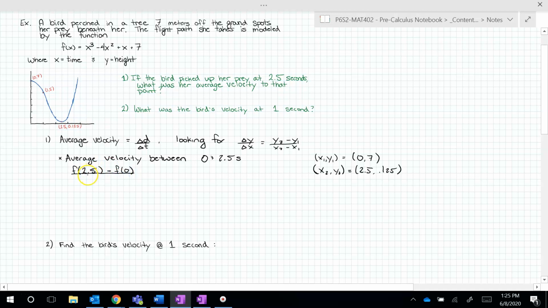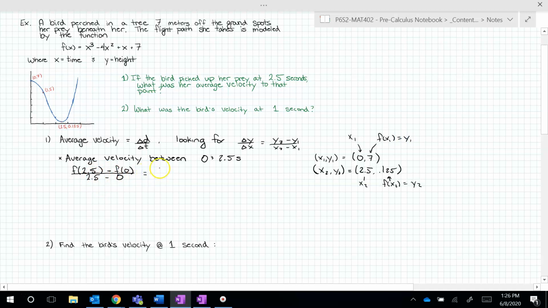The x value of the second point is 2.5, and the x value of the first point is 0. So I'm looking at, right, this is again my change in y. This is my y2, this is x2, and this is my f of x2, which is my y2 here. And here's my x1 and my f of x1, which is my y1 point there. So numerically speaking, I can find this.